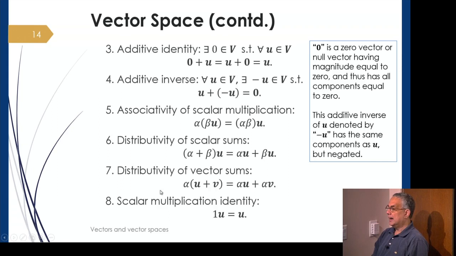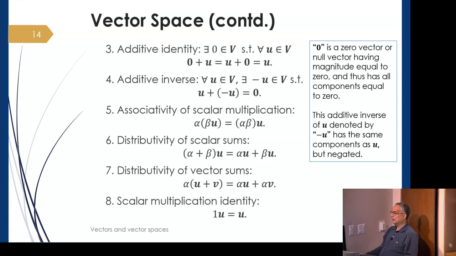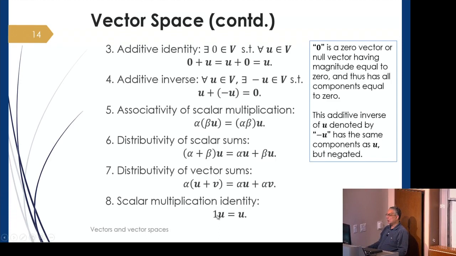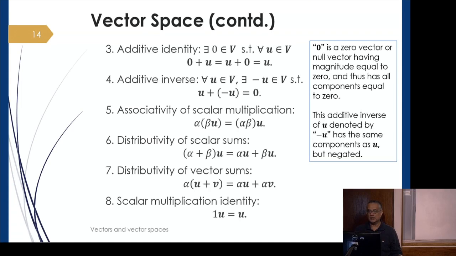And distributivity of vector sums: alpha times U plus V, where you do U plus V first and multiply by the scalar, is the same as alpha U plus alpha V. And scalar multiplication by an identity element, the unit element 1: one times U is U itself. So those are the 8 conditions I mentioned that constitute a vector space if all 8 are satisfied, along with the closure property that we discussed earlier.